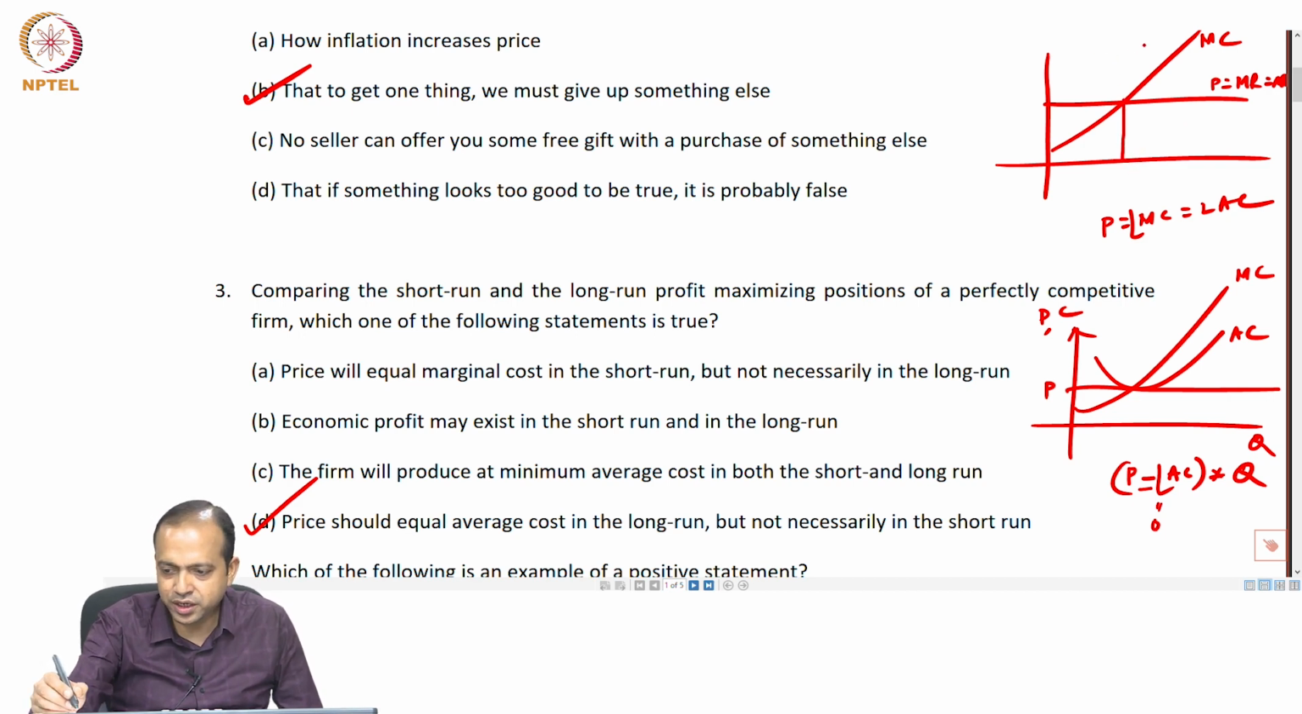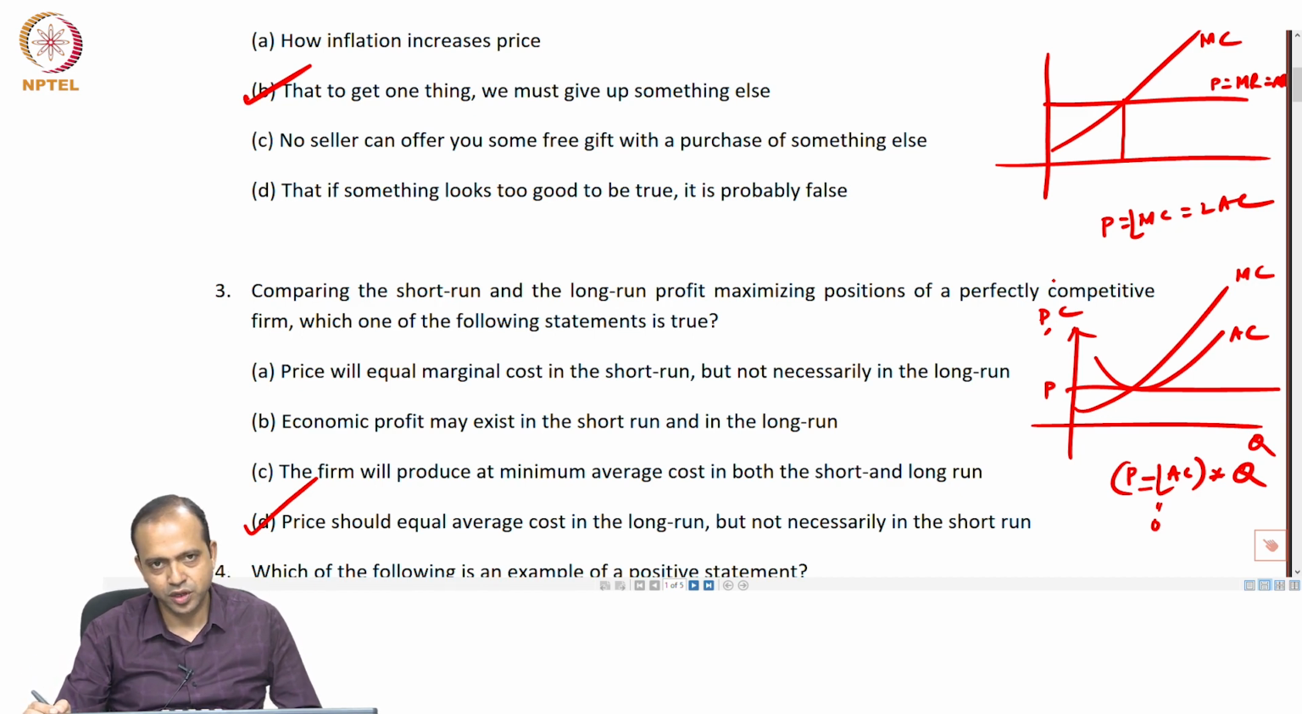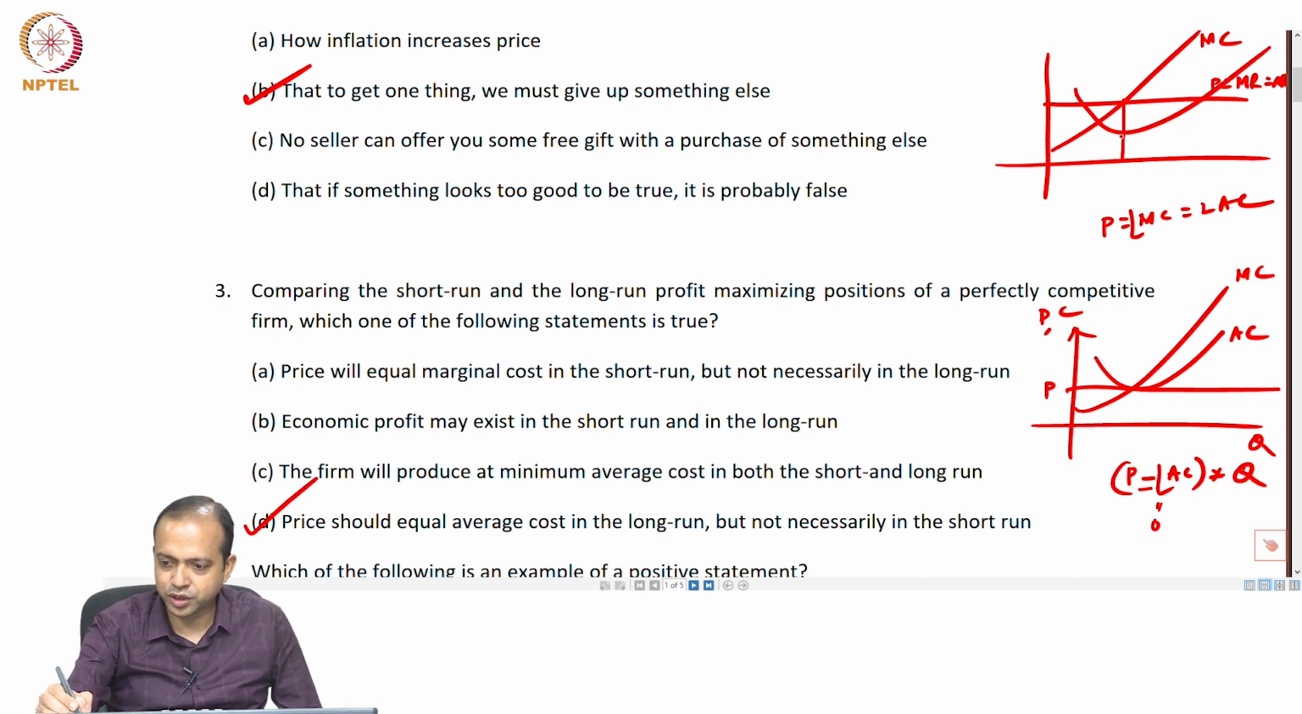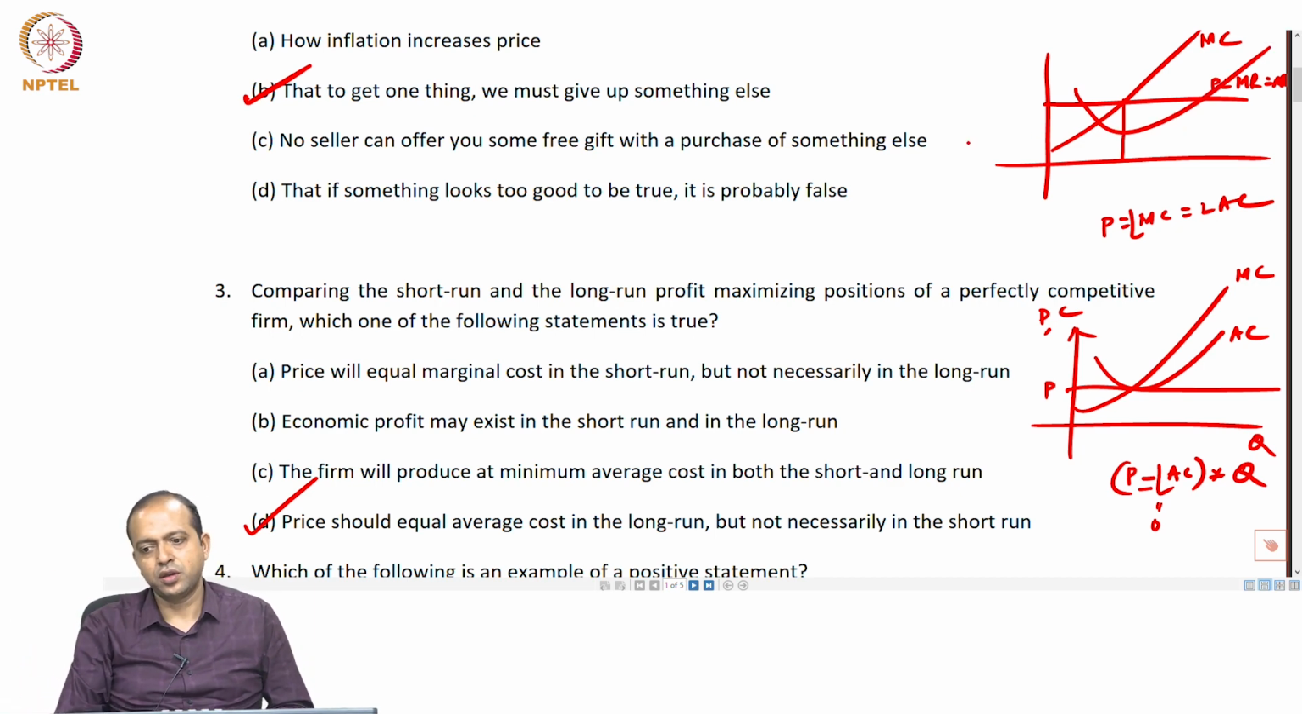Okay? And generally, for a profit maximizing firm in the short run, price is more than the average cost. So, it happens in this way. The difference between these is the profit. So, price is not necessarily equal to the average cost in the short run, but only in the long run. That is the true option for a perfectly competitive market, we have to keep in mind.